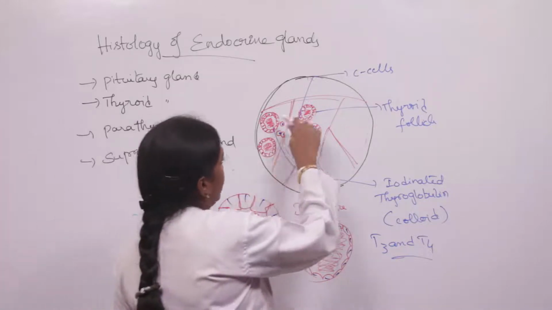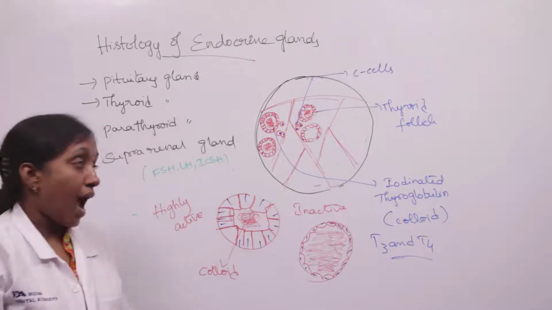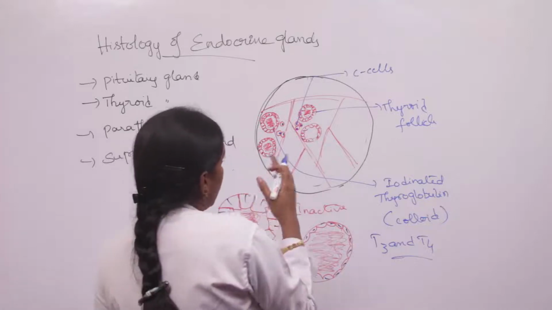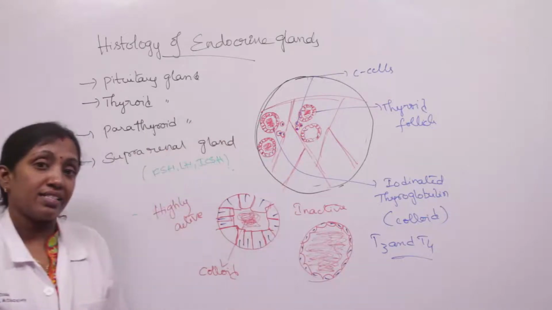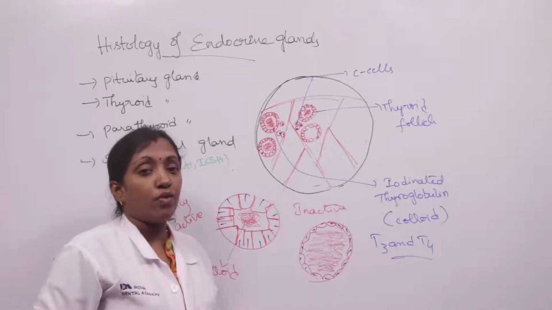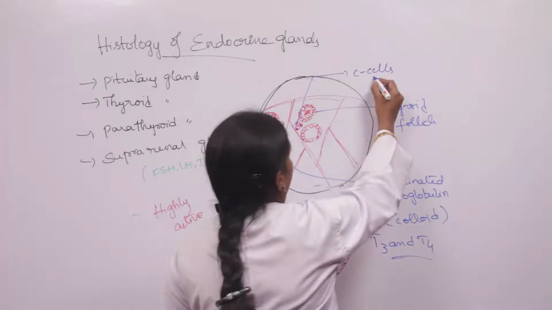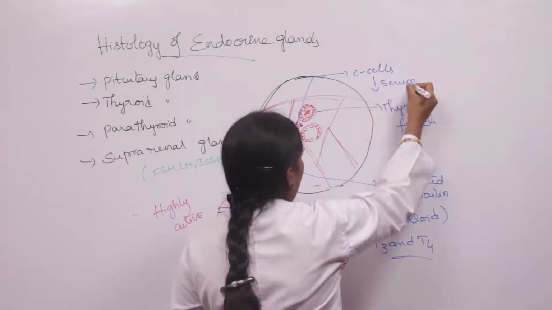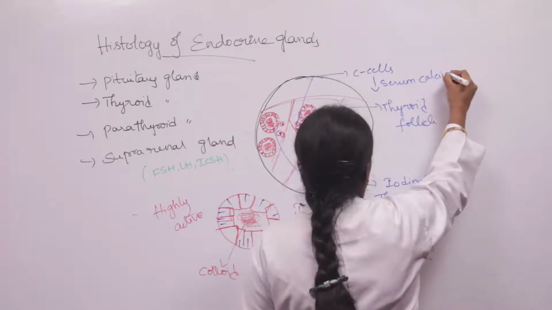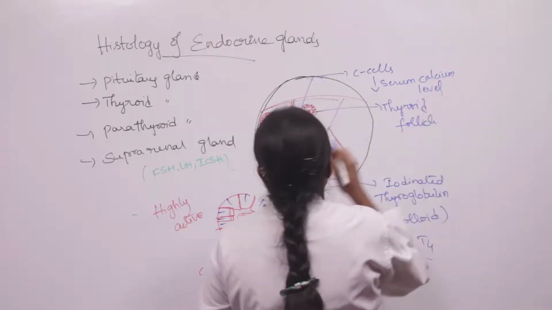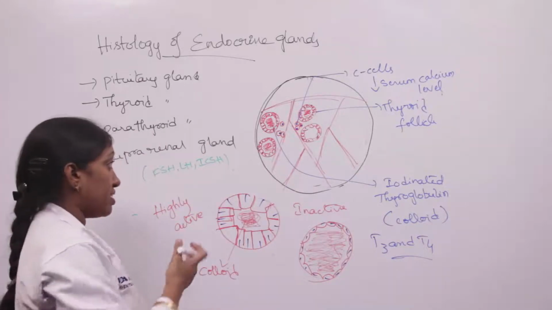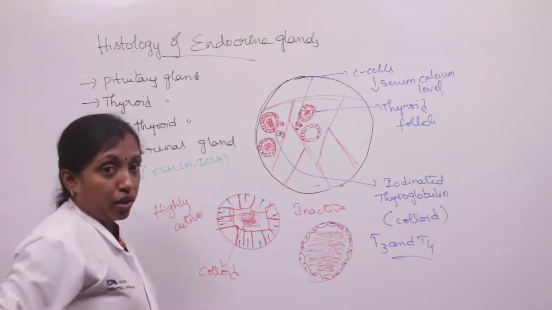Coming to the C cells, which are present in between the follicular cells, and may also be present between the follicular cells and the basement membrane. These C cells are called parafollicular cells. The function of C cells is that they decrease the serum calcium level by inhibiting bone resorption.